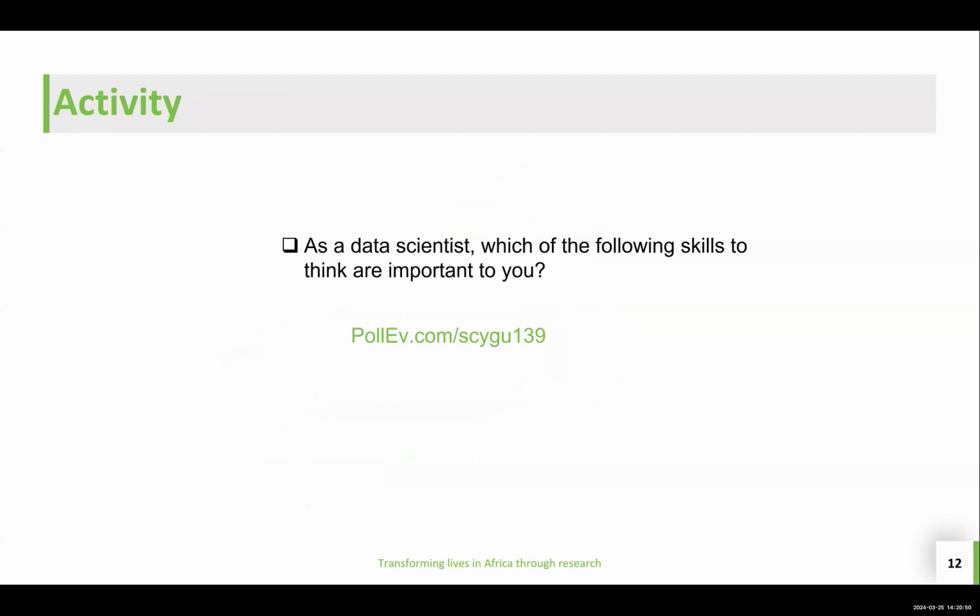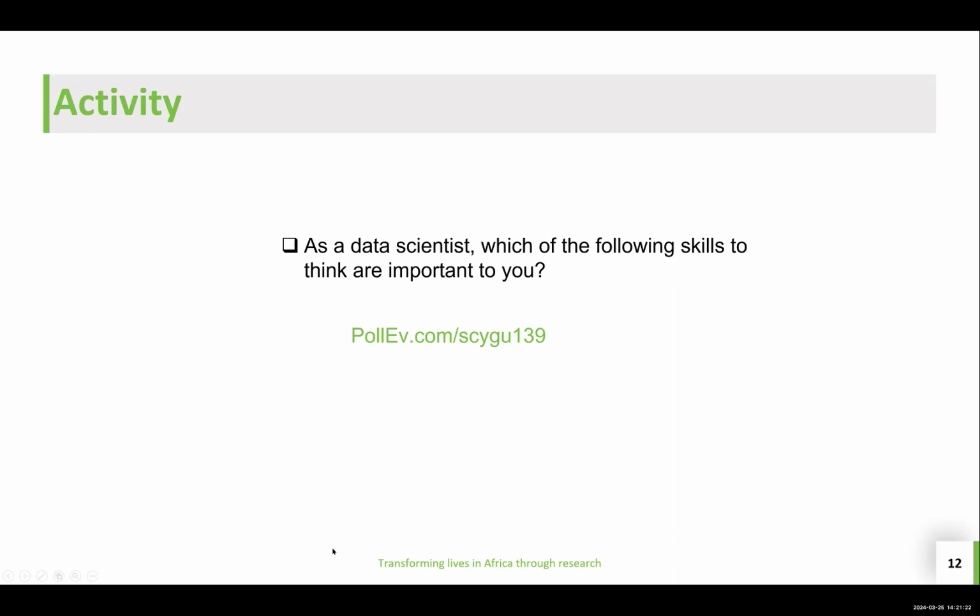Okay, so this is the first activity I would like us to go through, which is: as a data scientist, which of the following skills do you think are important to you? You just need to type pollseverywhere.com/sigu139, and then respond to the question.